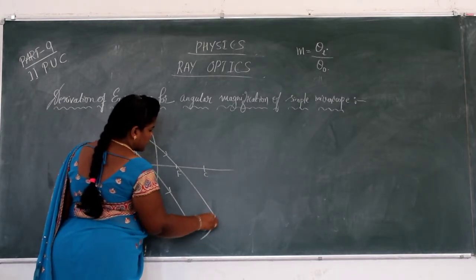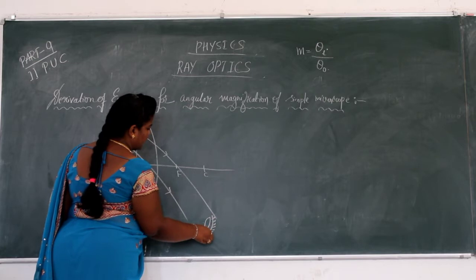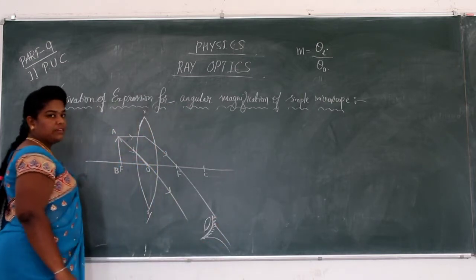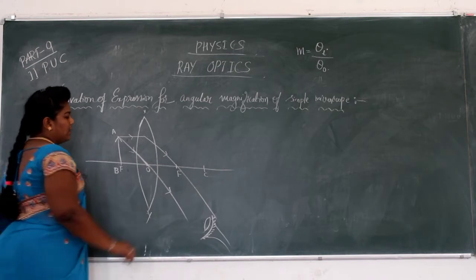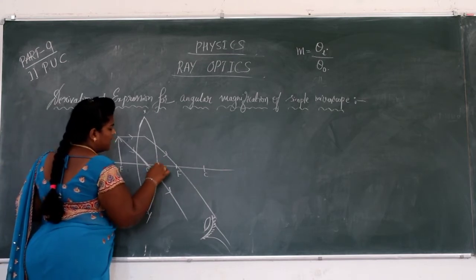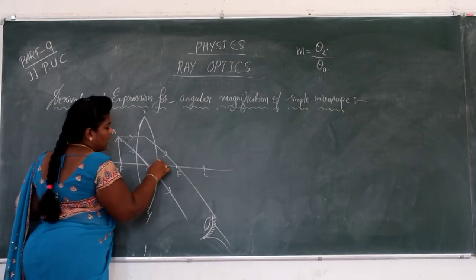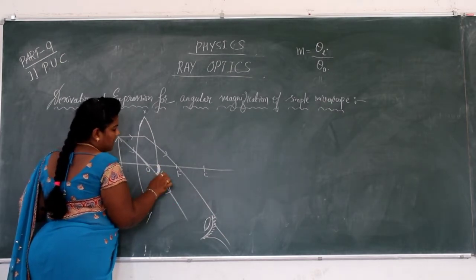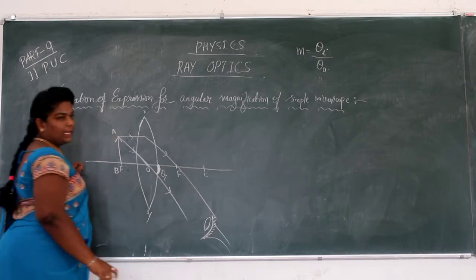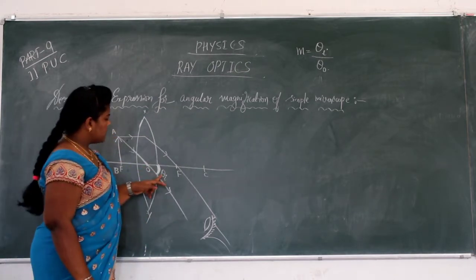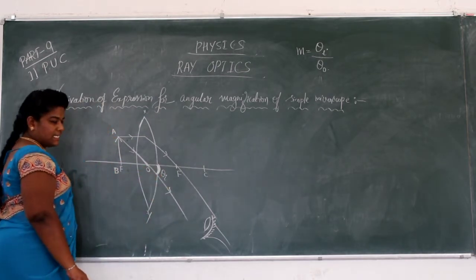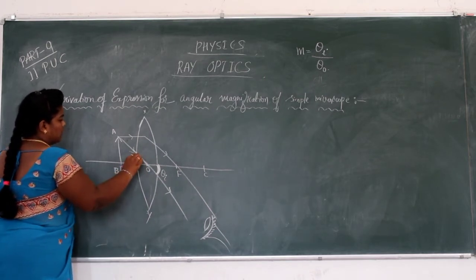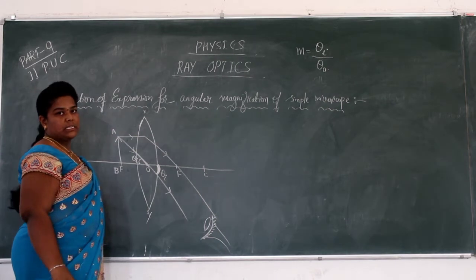The observer is exactly at this position, right? The eye is at this position. The observer is at this position. Then the angle subtended by the image, somewhere else at infinity, is said to be theta I. According to mathematics, if this angle is considered as theta I, this angle also should be equal to theta I itself, my dear students.